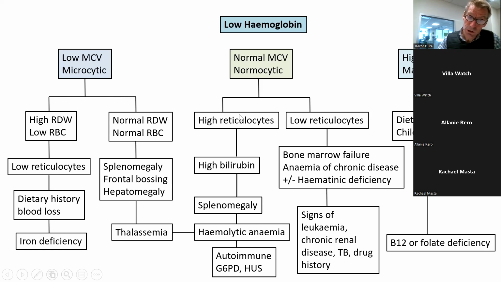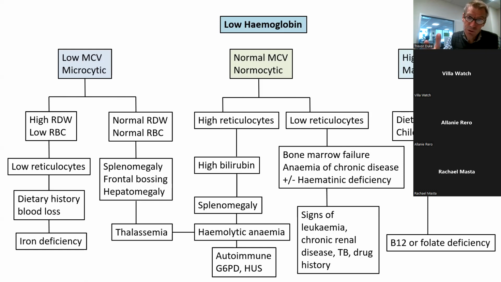And sometimes when you've got high reticulocytes, they'll have other evidence of haemolysis, that is destruction of red cells. The bilirubin will be high, there'll be splenomegaly. And so that's how you can establish a diagnosis of hemolytic anemia. Whereas if the reticulocyte count is low, then you can establish a diagnosis of bone marrow failure. And then you can think about the different causes of bone marrow failure, such as leukemia, or chronic kidney disease, or TB, or you take a drug history and look for different causes of bone marrow failure.